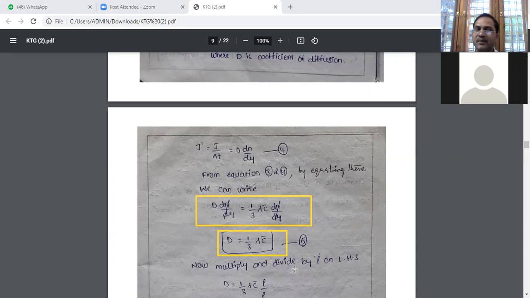What is C bar there? C bar is the average speed of the gas molecule. We know C bar equals what? Under root 8kT by pi m. Right, sir? So D equals 1/3 lambda C bar.